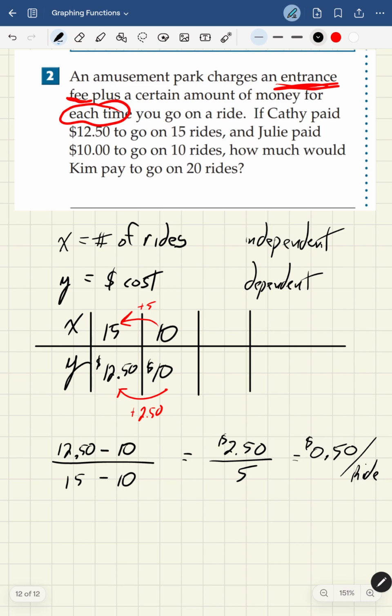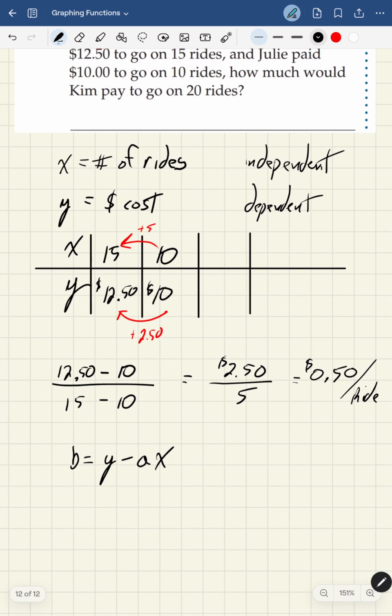Now we can find the entrance fee. The first person was Kathy, 15 rides cost $12.50. So I can just use a rule: b equals y minus ax. That's how we find the initial value. I'm just taking the rule y equals ax plus b and solving for b. I bring this to the other side, and I get y minus ax.